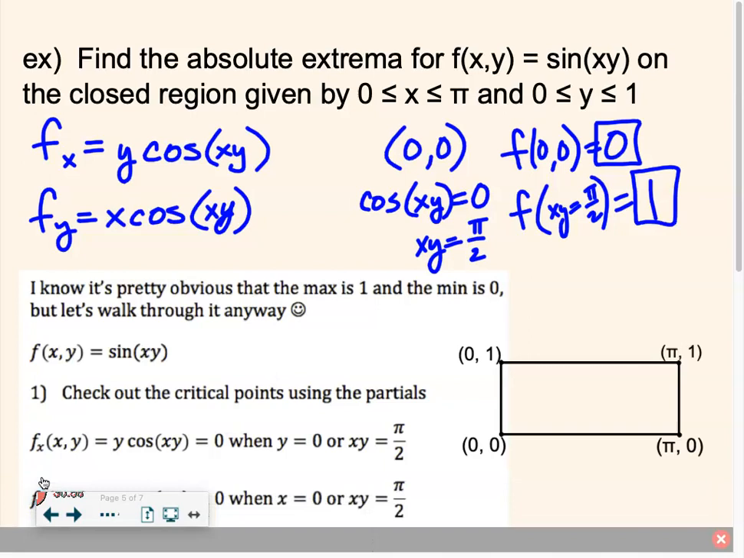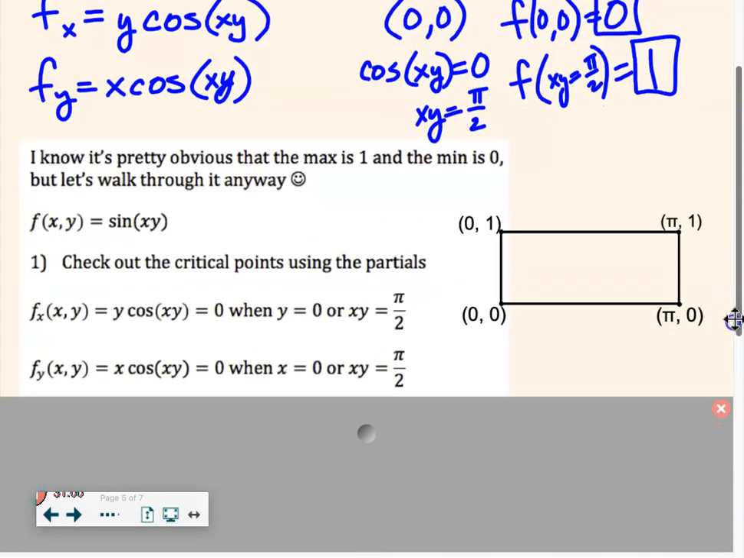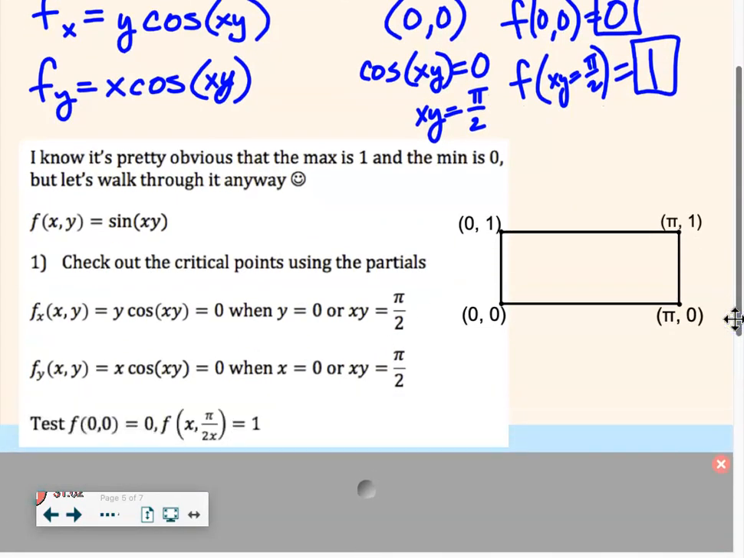Looks like I did pretty much the same thing. Yeah. Okay. I solved it for y and wrote y as pi over 2x. So I did x comma pi over 2x. Plugged in, anyway, so you get 1. All right, so that's based on our first partials. Then you have to test your boundaries.